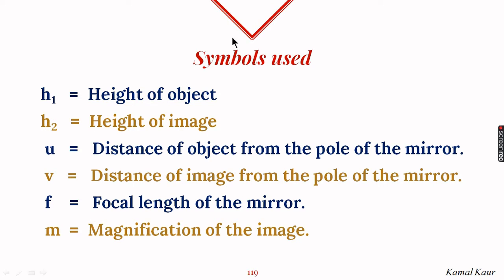For height of object, we will be using h1. We can also use ho here. For height of image, it will be h2 or hi. u will be for distance of object from the pole of the mirror, while v will be the distance of image. f is the focal length of the mirror, and m will be the magnification of the image. Notice one thing, all these symbols are small letters.